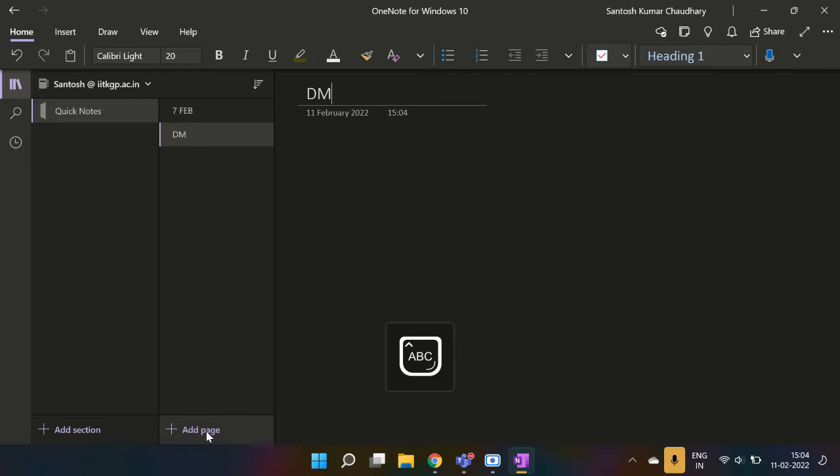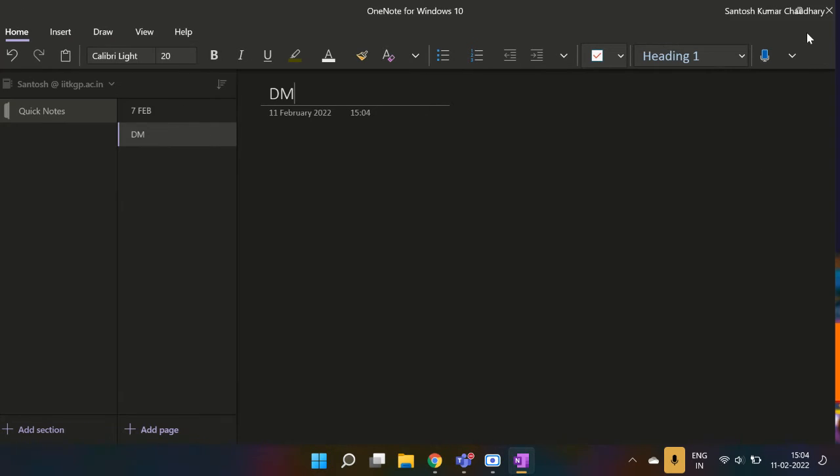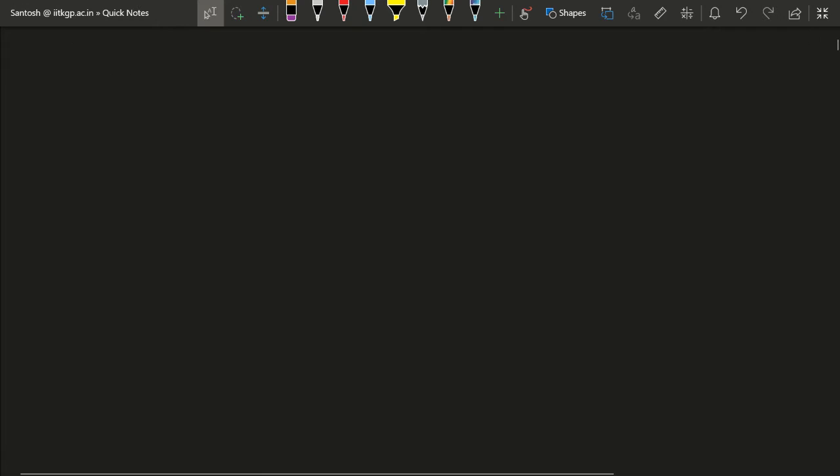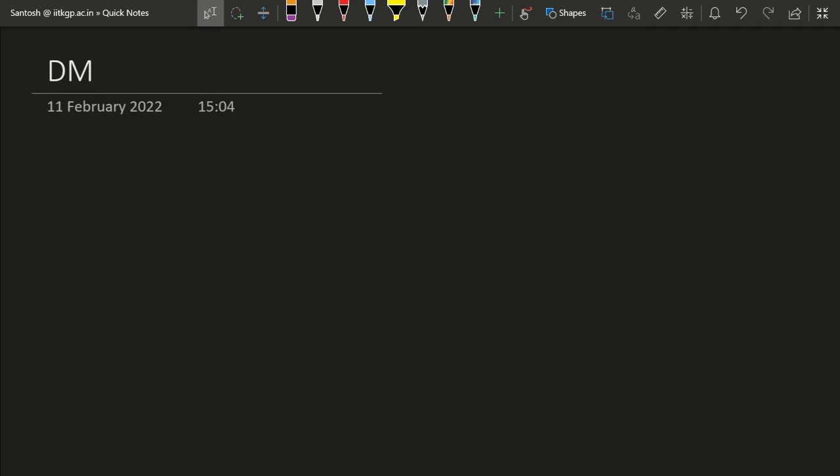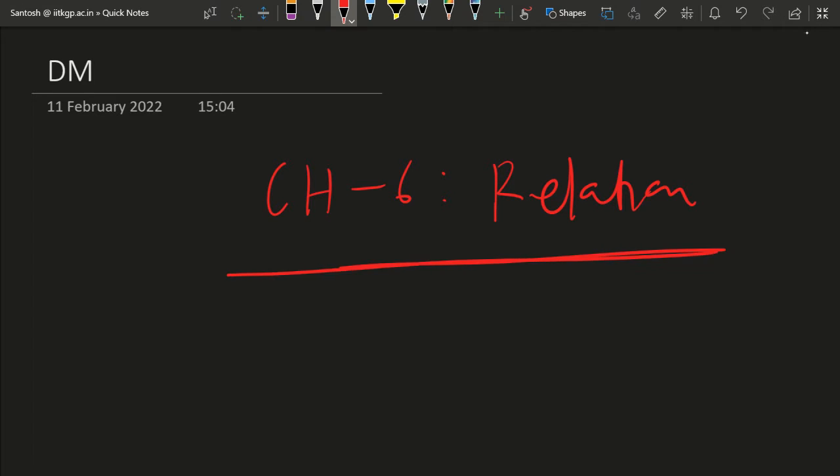So this course is discrete mathematics. Okay, let us start. Sir told me to teach the topic relation. I have been informed that I have to teach chapter 6, and the name of the chapter is relation. Can you confirm again that you can see what I'm writing?